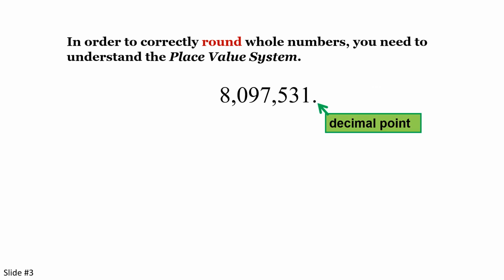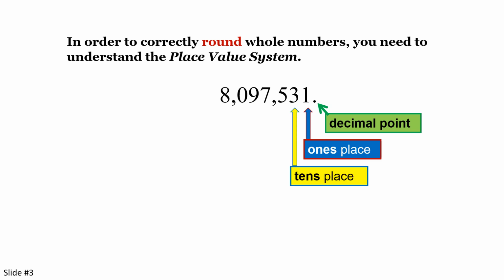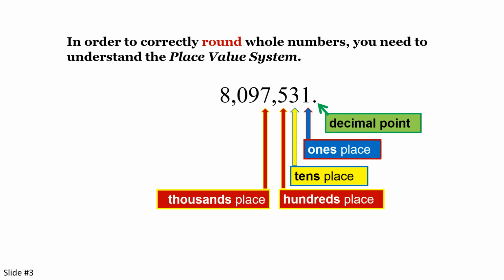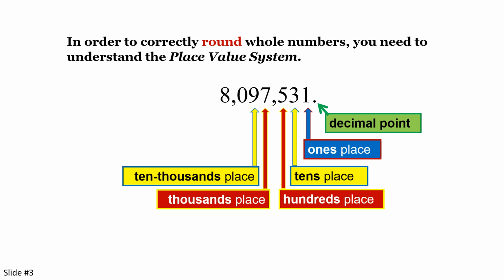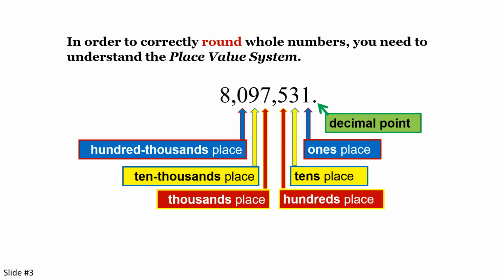We have the decimal point, ones place, tens place, hundreds place, thousands place, 10,000s place, 100,000 place, millions place. This is the place value system.